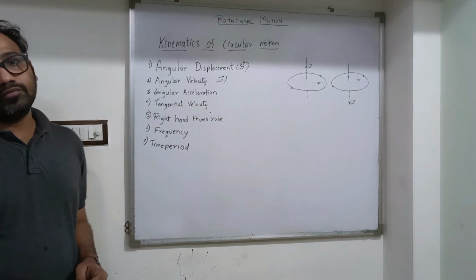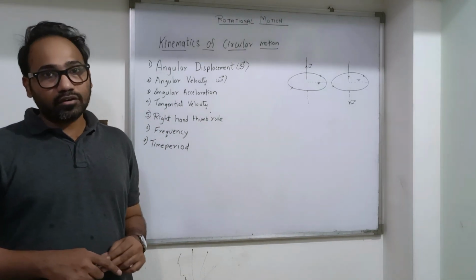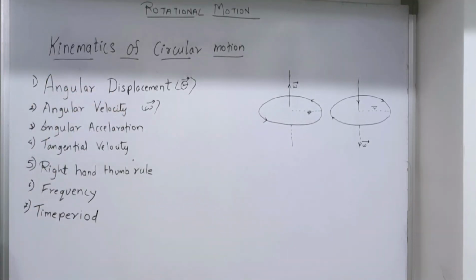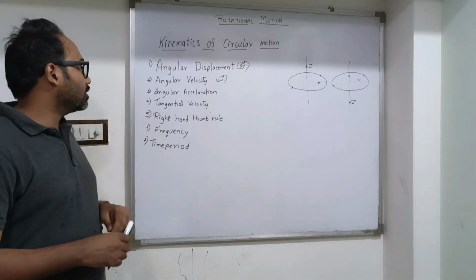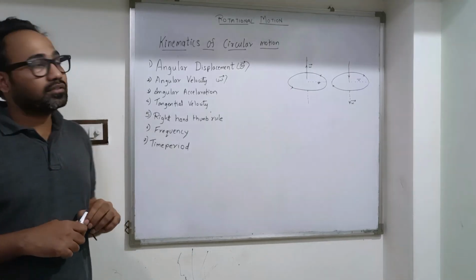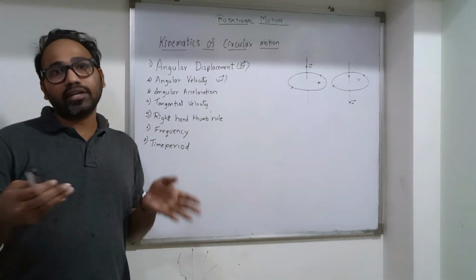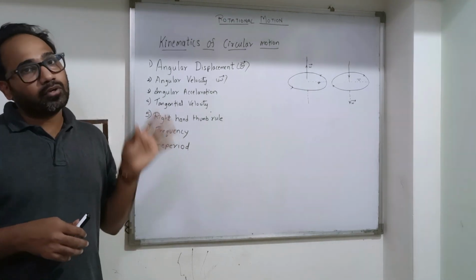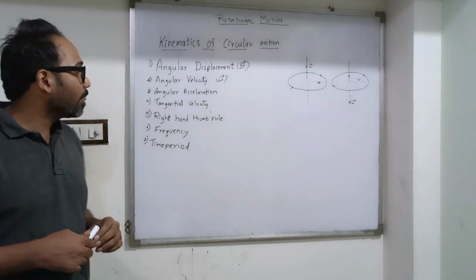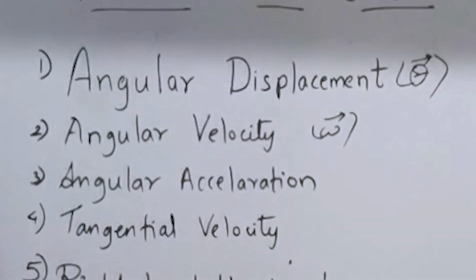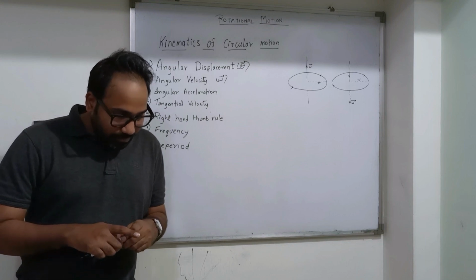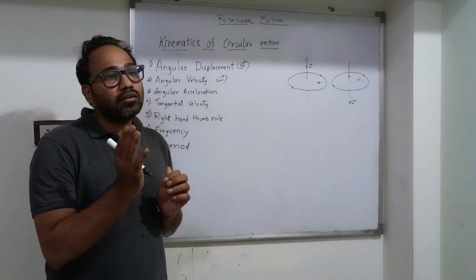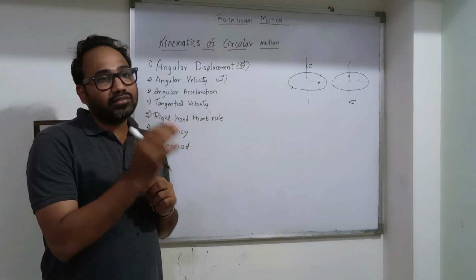Now as we have understood the characteristics of circular motion, let's understand the kinematics of circular motion. We'll understand each one of these parameters in depth, because these parameters are vastly used in the next modules of this chapter, so it is very important that you understand these parameters very thoroughly. The first thing is angular displacement. Angular displacement is the angle through which a particle moves with respect to the center.